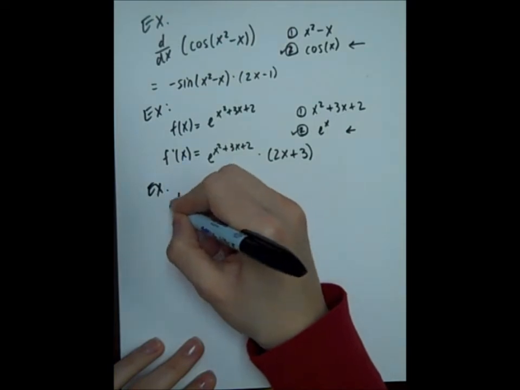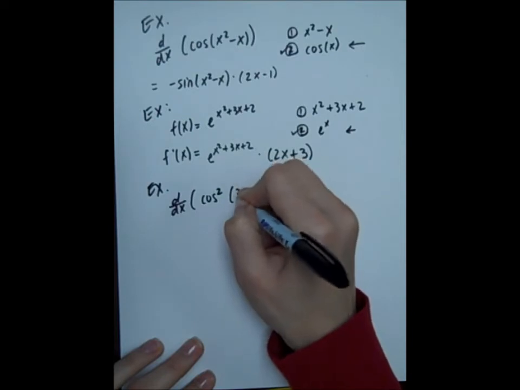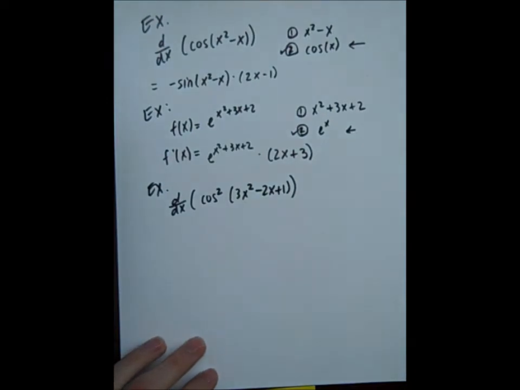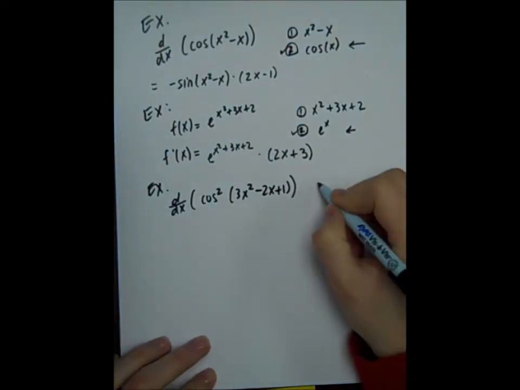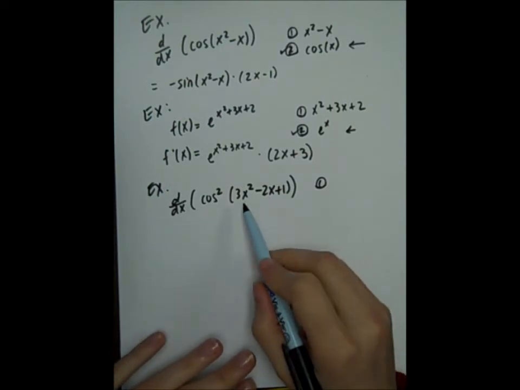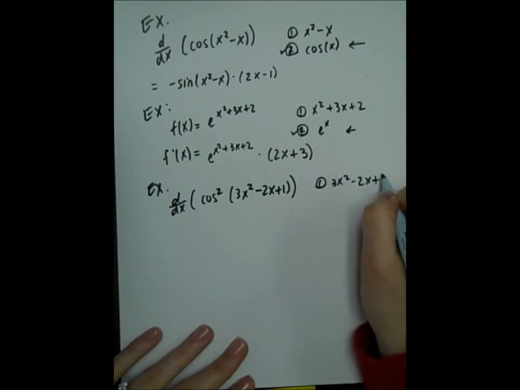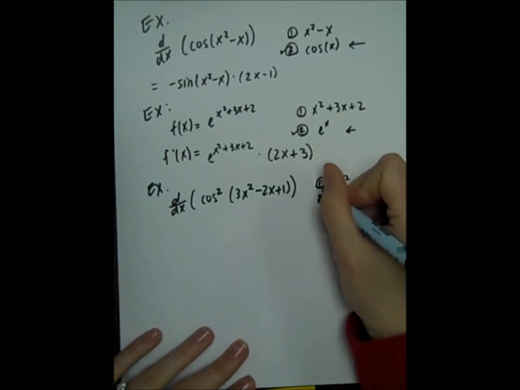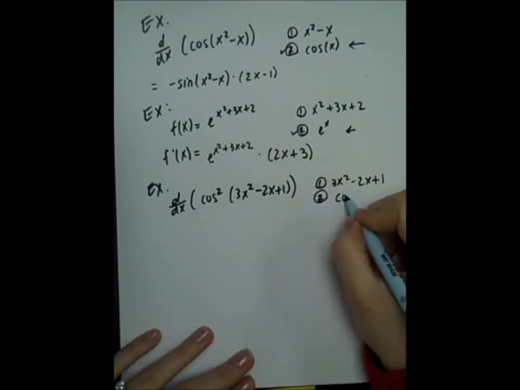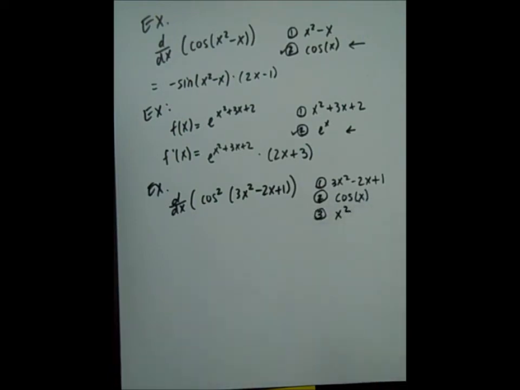Okay, let's find the derivative of cosine squared of 3x squared minus 2x plus 1. If I was plugging in a number, what's the first thing I would do? I would calculate the polynomial here, 3x squared minus 2x plus 1. Then what would you do? Well, cosine squared, that means first find cosine of the previous number. And then after you find that, you would square it. So this is a chain of 3.